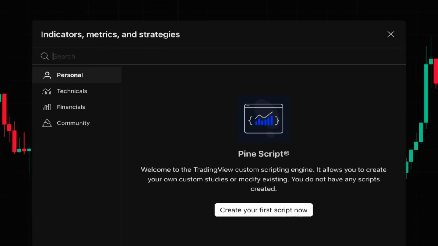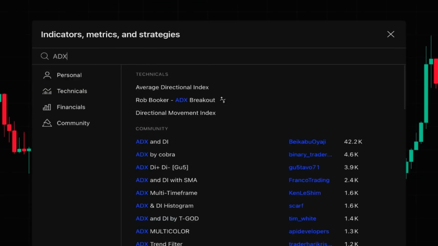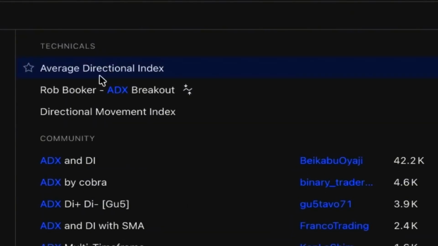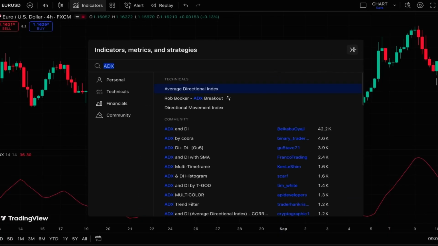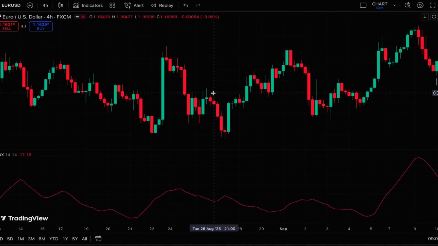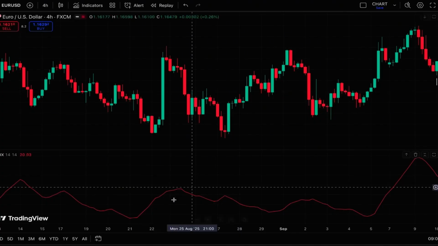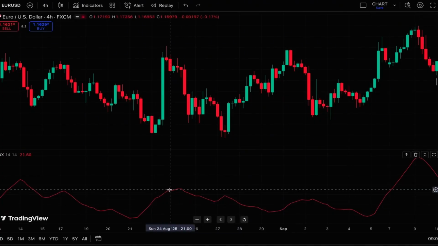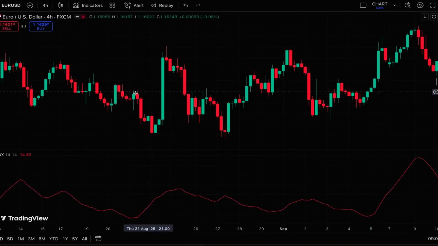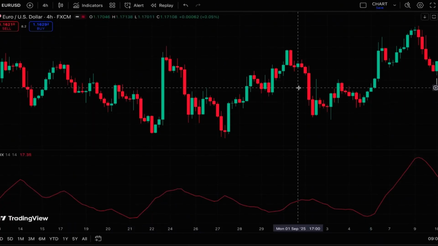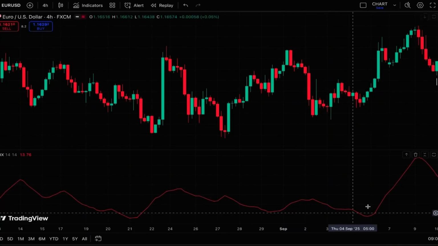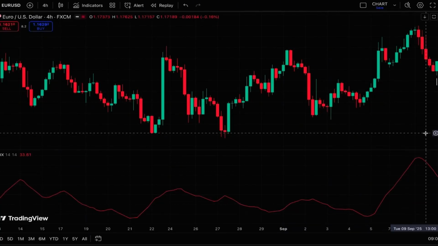Here we click on Indicators, and we search ADX. This one is Average Directional Index, and this is one of the most famous and commonly used indicators among traders. As you can see, we have a line here, and this is the ADX line. When the ADX line is below 20, it shows that the market is not trending. And when the ADX line goes above 20, it shows that the market is trending.